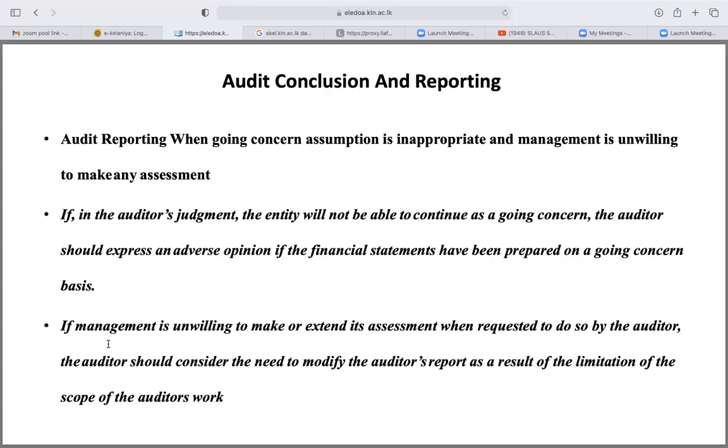Is it clear? So this is the part where most of the question papers are checking, the audit conclusion and the reporting part, right? So you need to have the clear understanding about this part, right? Is it clear?